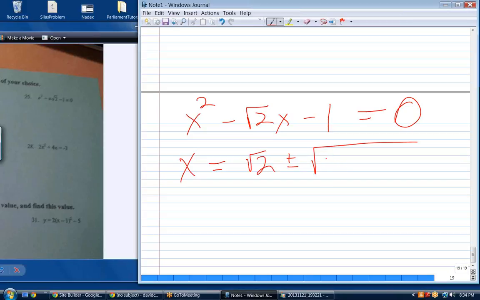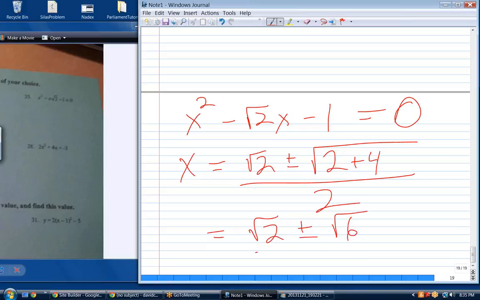If you square, yeah, that turned into 2, wouldn't it? It does. Minus 4 in parentheses 1 and negative 1, all over 2. So that gives us square root of 2 plus or minus square root of 6 over 2.